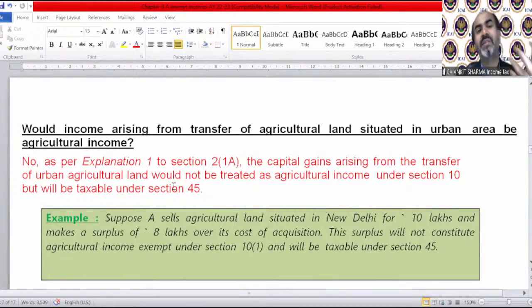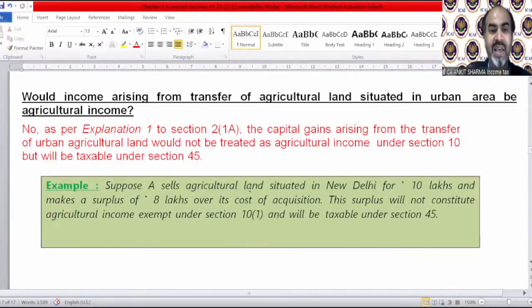For time being, just an example to make you understand that if you sell your agricultural land, which is in urban area, not in rural area, then the profit is going to be taxable. Here is the example. Mr. A sells agricultural land in New Delhi for 10 lakh and makes a surplus of 8 lakh. That means he gains a profit of 8 lakh. This surplus will not constitute agricultural income and is going to be taxable. Just do not worry about this provision. This is going to be discussed in detail when you read the chapter capital gain.